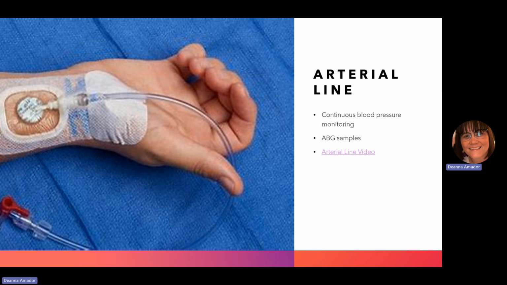We can also use this catheter to get arterial blood gas or ABGs. As you know, those are otherwise drawn with a needle that goes into the artery and it's very painful. So if somebody's on a ventilator and we think they're going to be on a ventilator for a few days, then it would be recommended to have an arterial line so we can get ABGs or blood gases, so we can efficiently and effectively wean them from the ventilator.